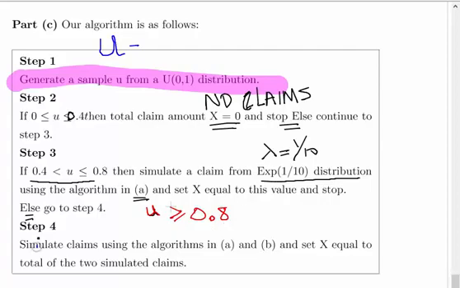For example, in step 4, as well as this uniform random variable, which should be greater than 0.8, you need one for the Weibull distribution and another one for the exponential distribution, u1 and u2. Just be clear about that. All right, we'll leave it there.